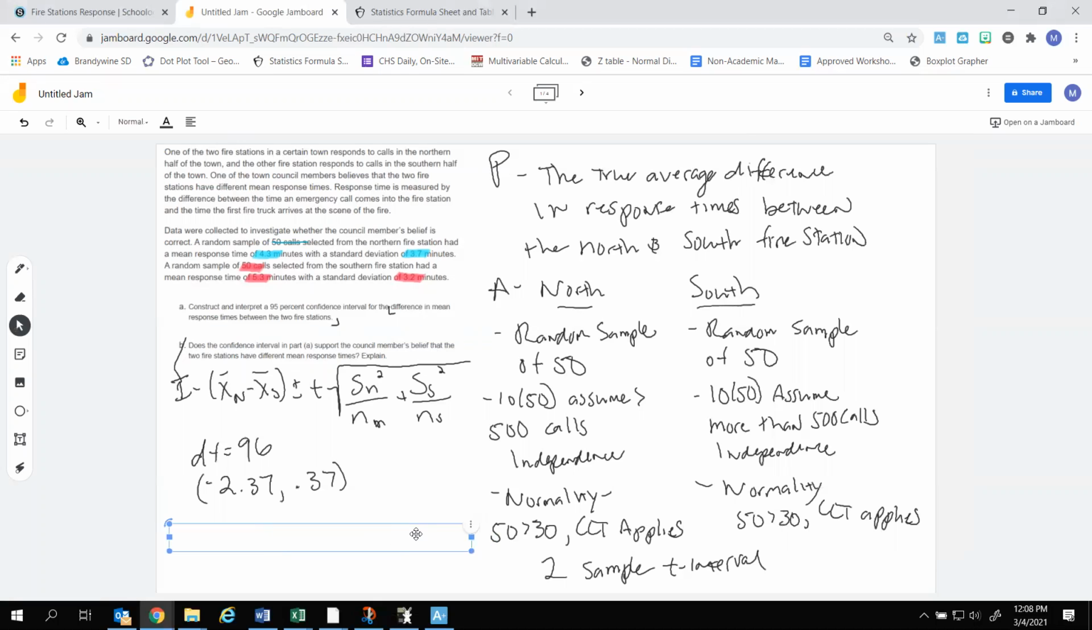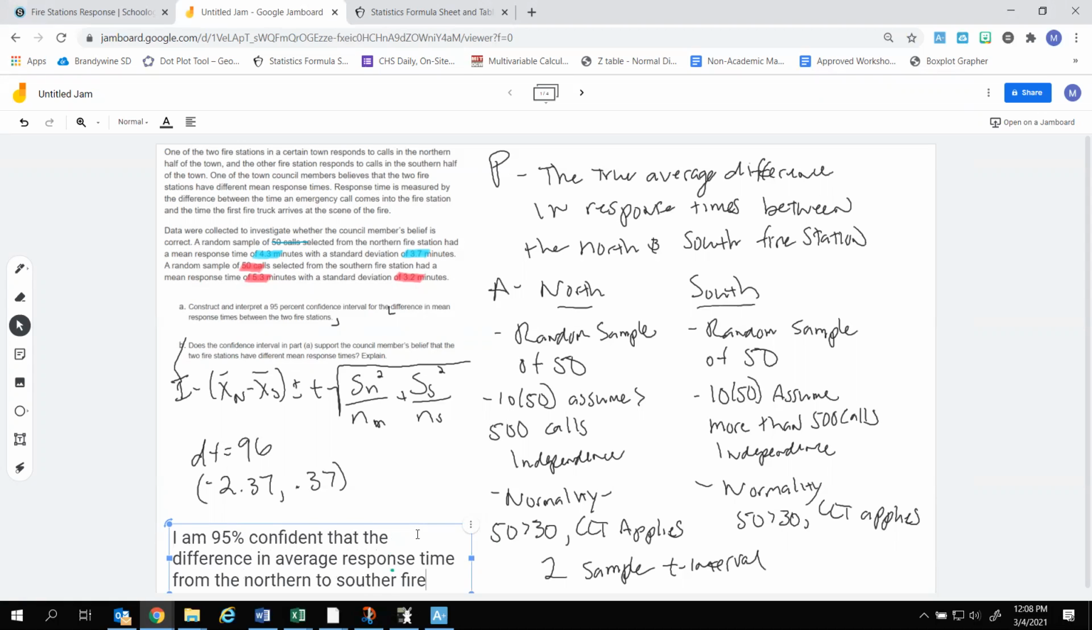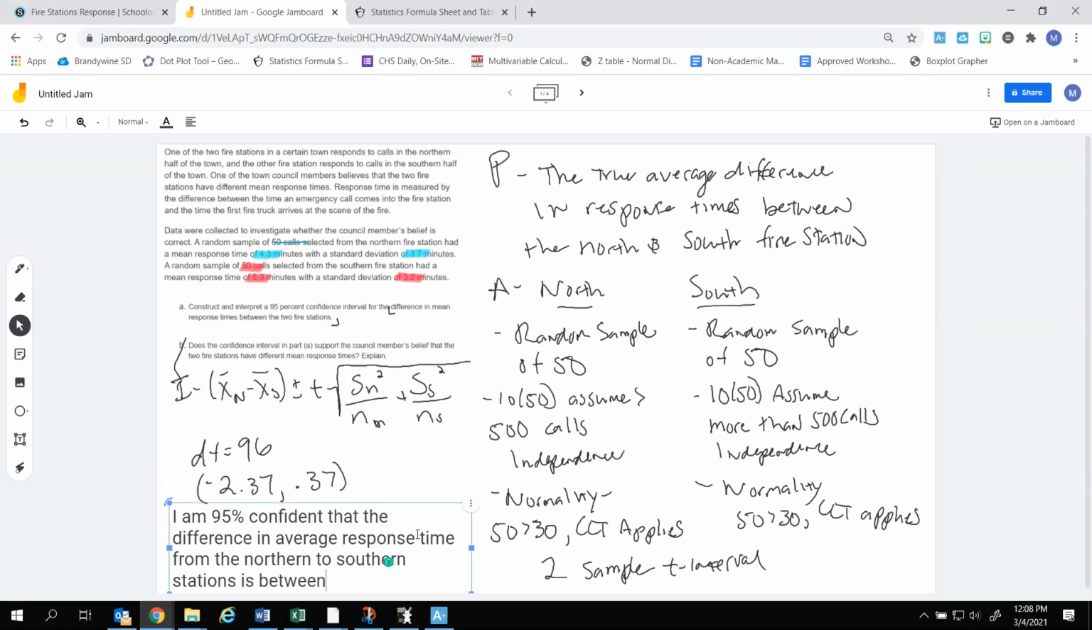For our conclusion then, we are going to say I am 95% confident that the difference in average response time from the northern to southern fire stations is between negative 2.37 and 0.37 minutes.